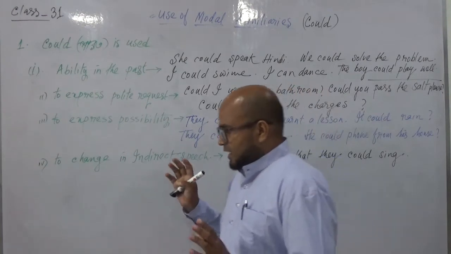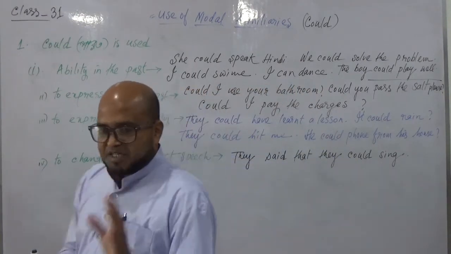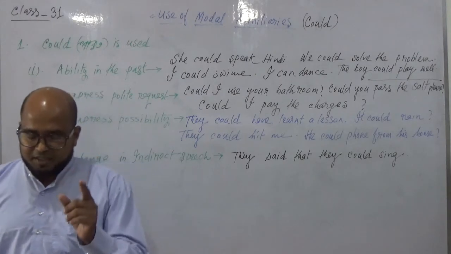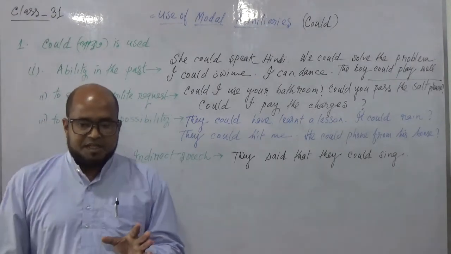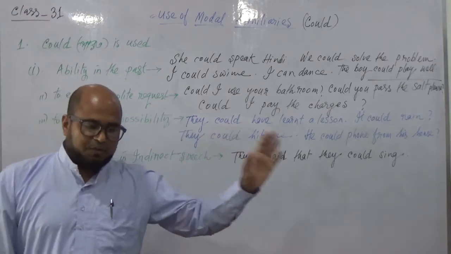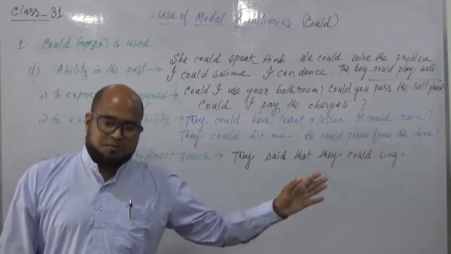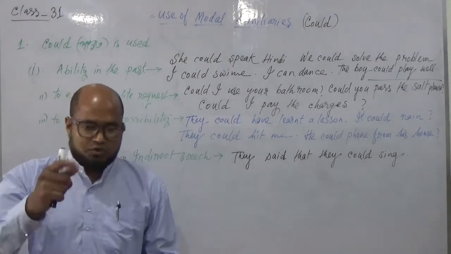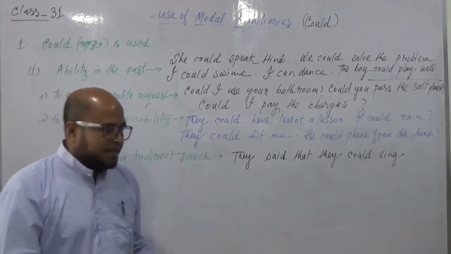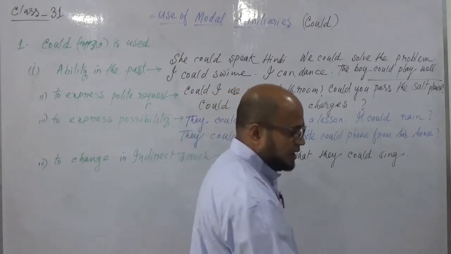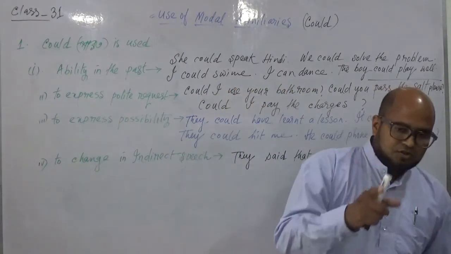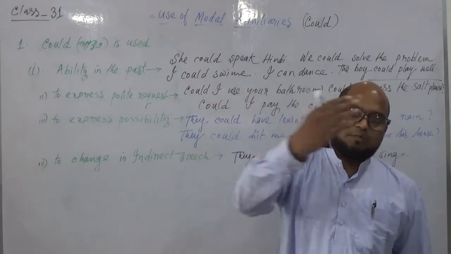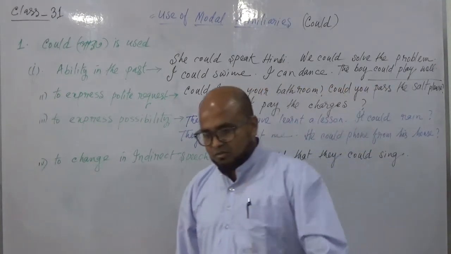Okay, if the reporting verb is in past tense, listen very carefully. If the reporting verb is in past tense, then the tense of reported speech will also be changed into past form, and you know very clearly that the past form of can is could. So whenever you find can in direct narration, you will have to change those cans into coulds. ওই ক্যানগুলিকে কুডে পরিণত করতে হবে। That's the rule.